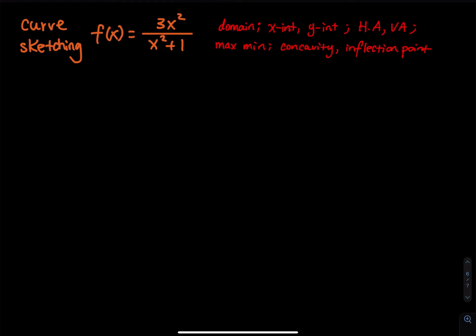Sketching the graph of this rational function using the steps written on the right: domain, x-intercept, y-intercept, horizontal and vertical asymptote, max and min, concavity, and so on. All right, starting with the domain. So this is a rational function.